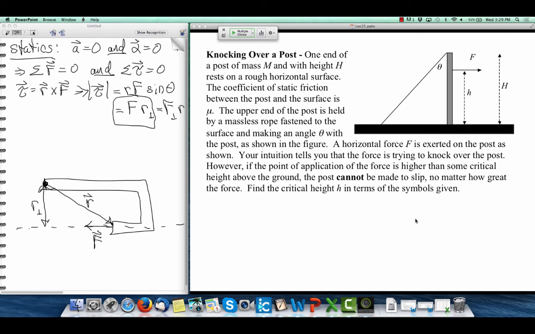This is a homework problem. So I'm asking you to do this one and turn it in. I told you I wasn't going to give you any hints, but what can I say? Here it is.